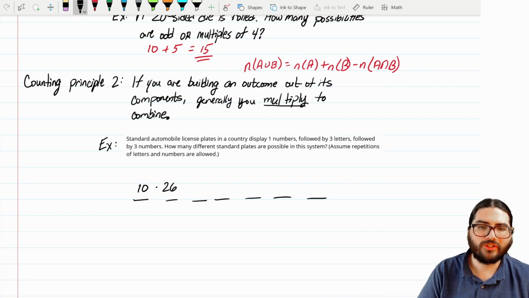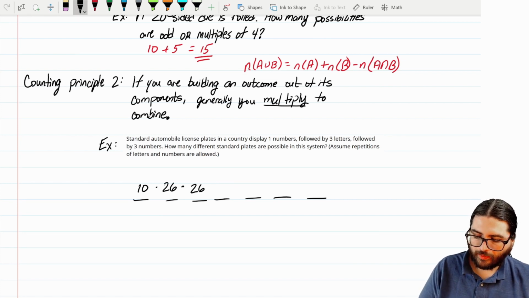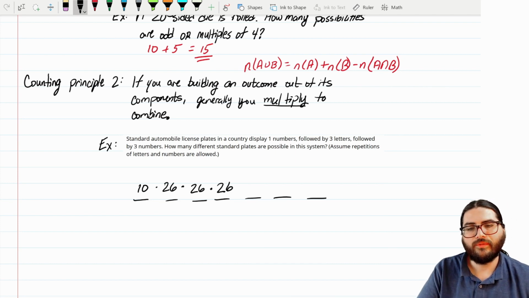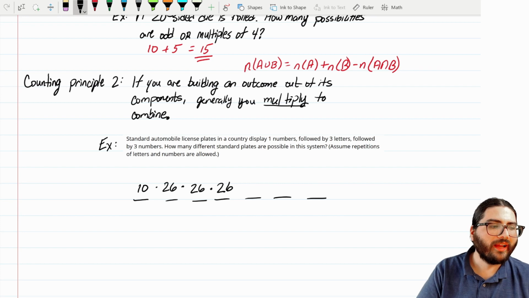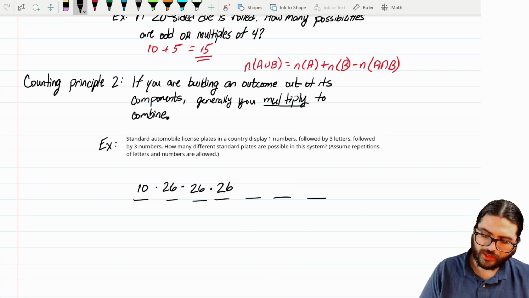Here, there were no restrictions. I'm allowed to repeat the same letter twice, so I'm still 26. And I'm allowed to repeat the same letter the 3rd time, another 26. Again, that number would go down if I weren't allowed to repeat. If I couldn't repeat any letters, then there wouldn't be 26 left after the first time because I'd have to set that letter aside. The 1 number, 3 letters, followed by 3 numbers: 10 numbers, 10 numbers, 10 numbers.